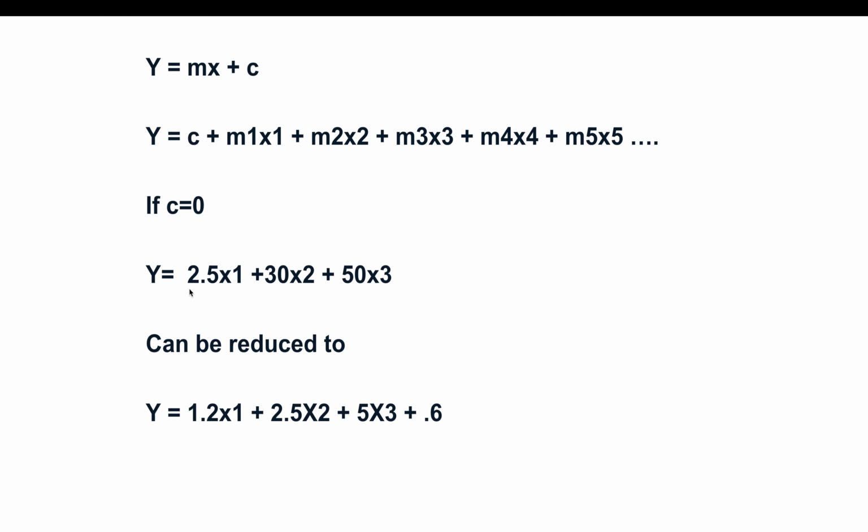So to reduce the complexity of it, what we can do is add one penalty factor. That is what is called the penalty factor. 0.6 is the penalty factor over here, and you can see that the moment I include this, I have reduced 2.5 to 1.2, 30 to 2.5 and 50 to 5. Now this becomes a computationally efficient algorithm, and at the same time it also helps you in the conditions of overfitting. That is what we are trying to do.